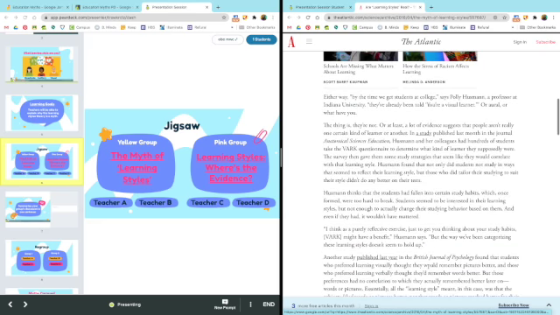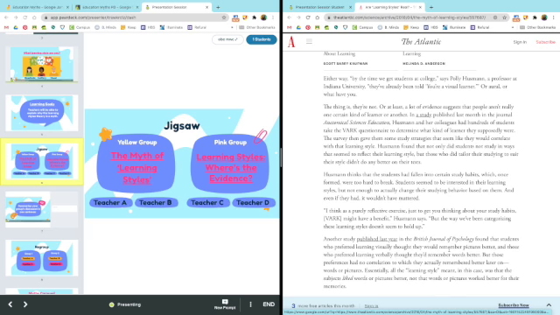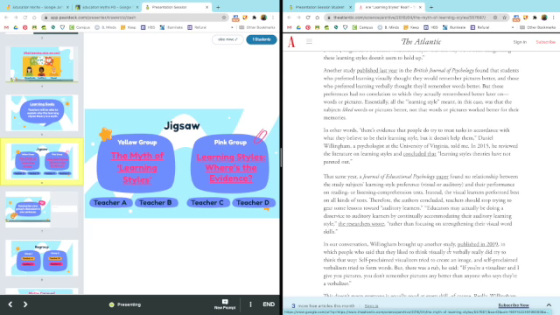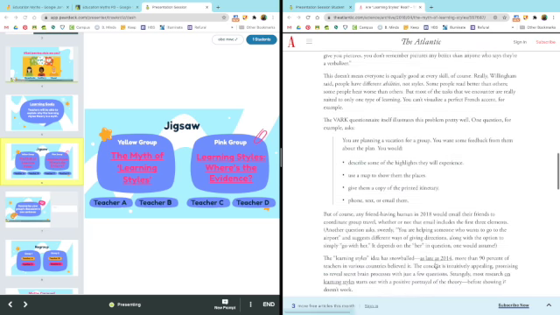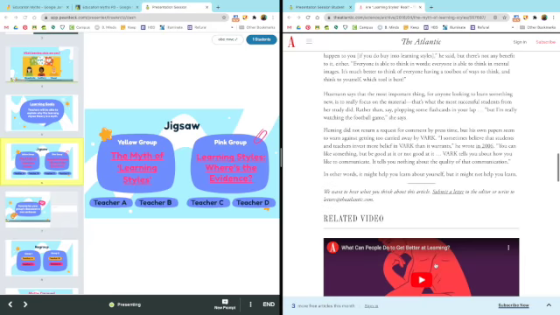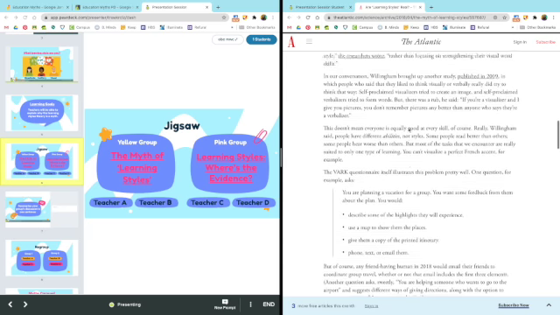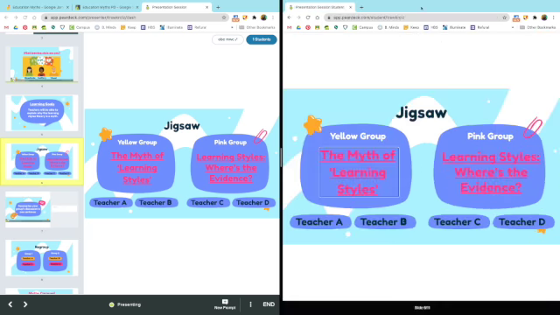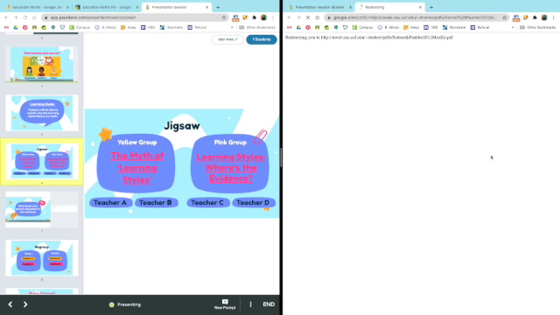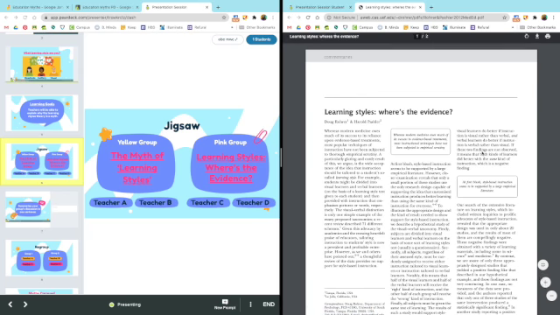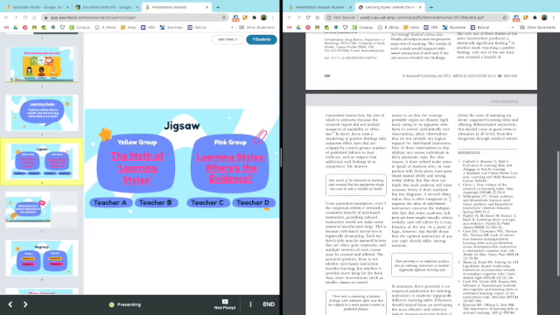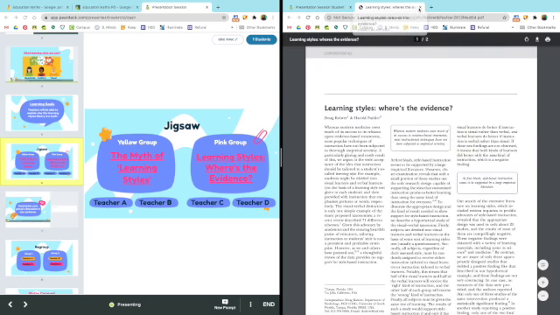And it talks about how the British Journal of Psychology, Daniel Willingham, talks about how learning styles are actually a myth. So this article will show evidence to the participants on why learning styles are a myth. So that would be half of the group reading this article. The other half of the group would then be reading this article, which is one we actually read in class, and I would give both groups some time to read their articles.